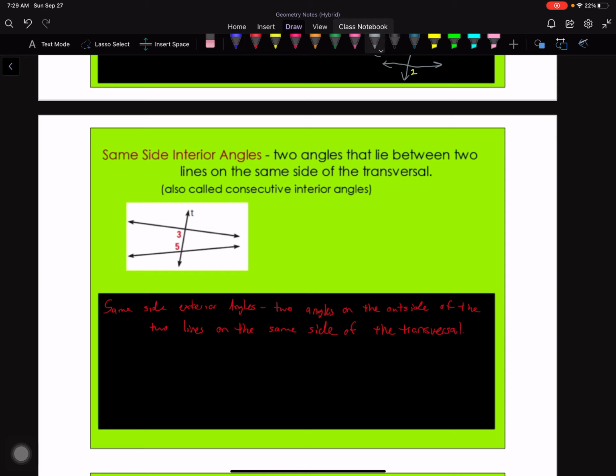So here we go. Here's my diagram. Line 1, line 2. Here's my transversal T. So we could say that, I don't know, 7 and 8. They're on the outside of the lines, and they're on the same side of my transversal T.